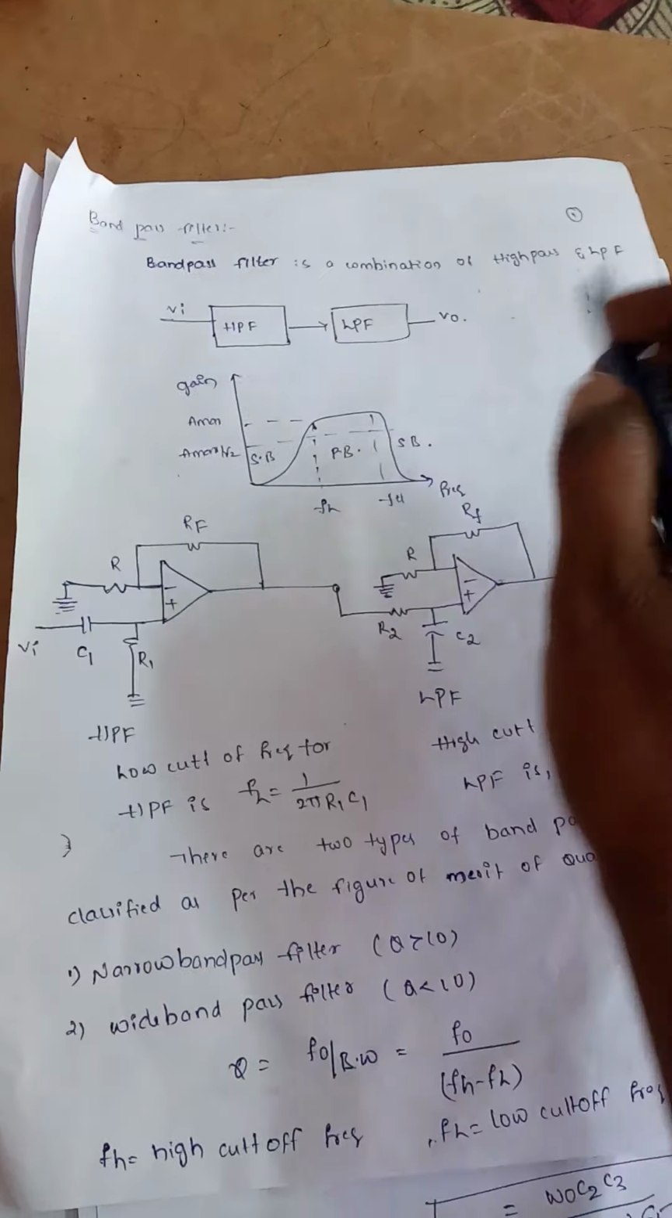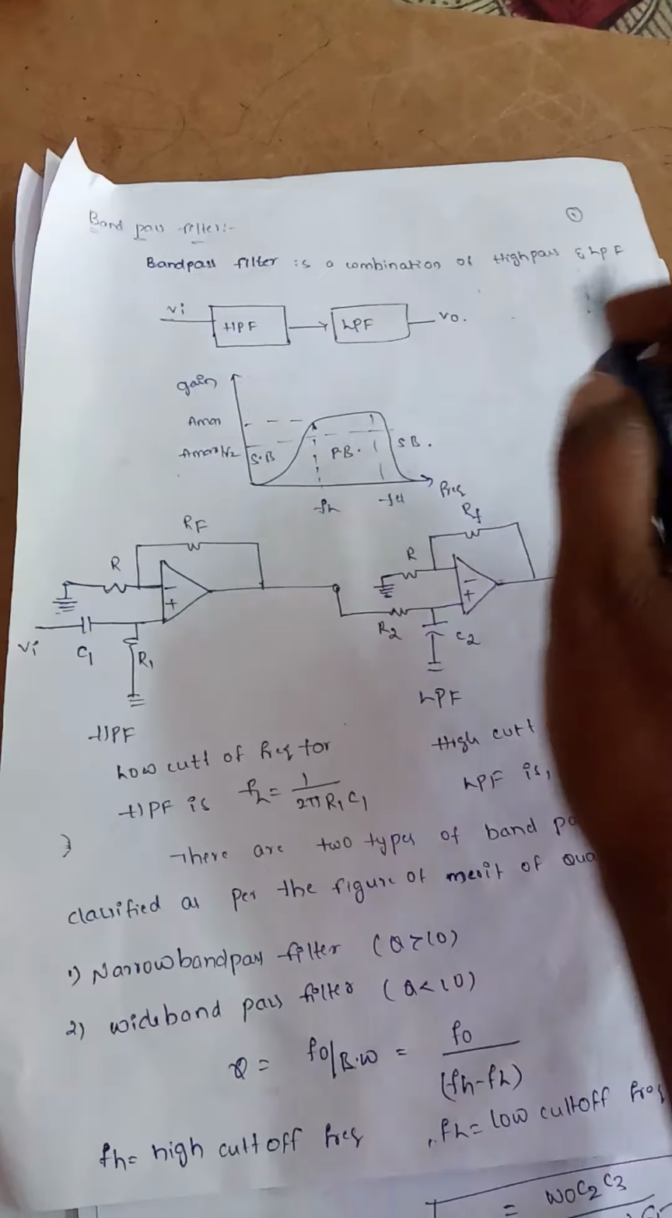So for the band pass filter, we connect a high pass filter followed by a low pass filter. Individually, these two are a high pass filter and a low pass filter. For the high pass filter, the lower cutoff frequency is fL equals 1 by 2 pi R1 C1. We already saw this in the high pass filter. Here the high cutoff frequency for the low pass filter is fH equals 1 by 2 pi R2 C2. The gain of the band pass filter is A1 into A2, where A1 is the gain of the high pass filter and A2 is the gain of the low pass filter.